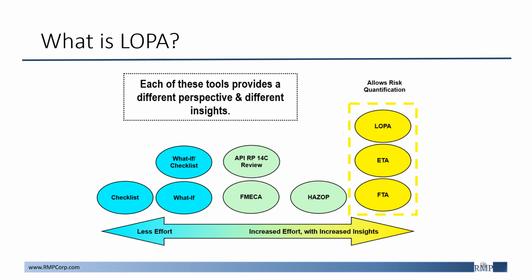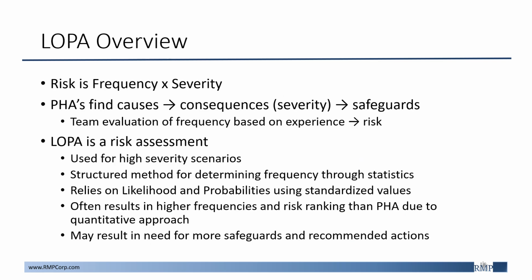HAZOP is a qualitative approach, while transitioning into LOPA, that's where it is a more quantitative approach that is backed by the CCPS guidelines, developed using a little bit more of a statistical approach. So more on the numbers game compared to a how-you-feel approach in a HAZOP. The overall risk is calculated and determined based off of frequency and severity.